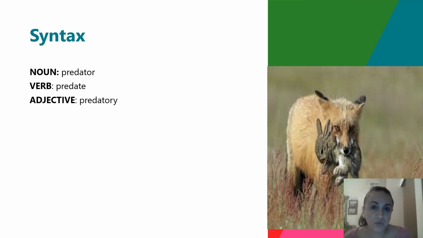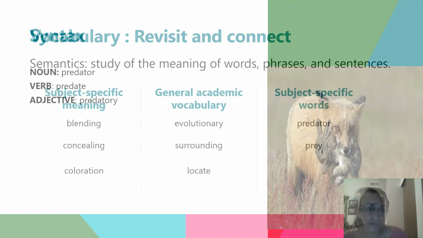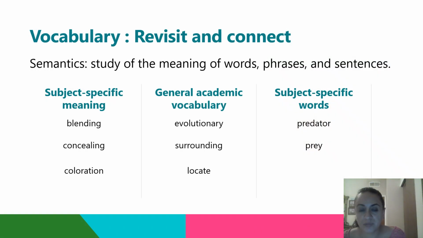Syntax are the rules for organizing words together into phrases or sentences. One activity that can help students with the structure of a sentence is that one word can be a noun, verb, or adjective, as we can see in the example here. We need to remember that semantics is the study of the meaning of words, phrases, and sentences. In this activity, students review the meaning of vocabulary.